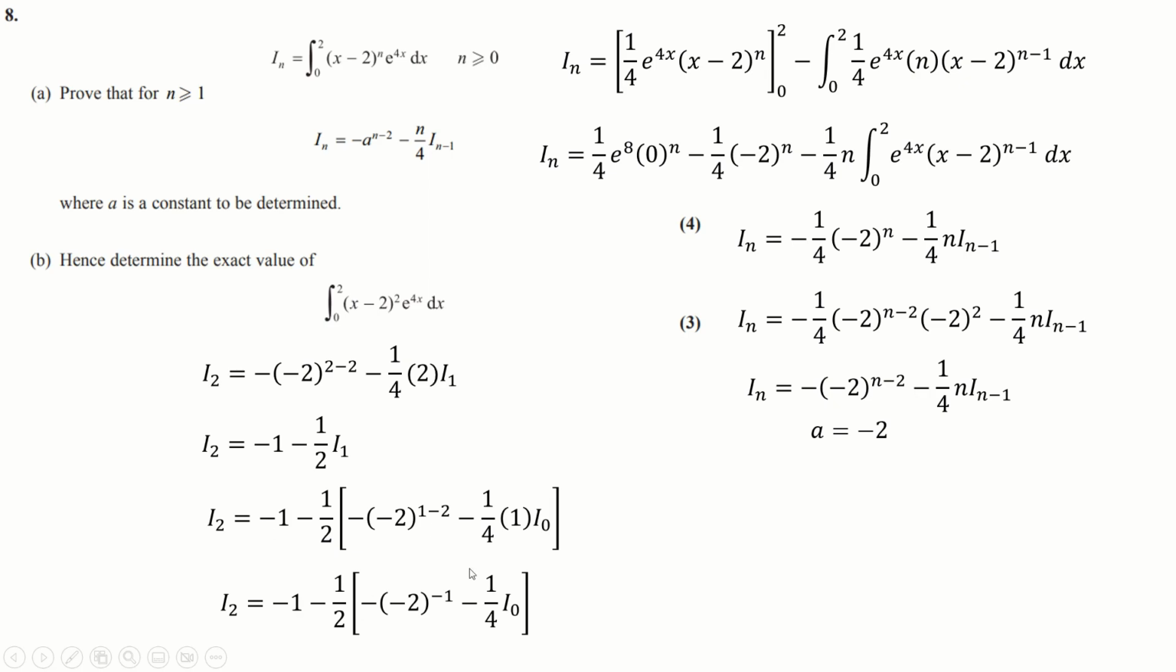I've just done a little bit of basic maths there. You can't use the formula for I0, but you can just evaluate I0, because when you put in 0 here, this term just goes away, and you end up just with the integral of e to the 4x, which is obviously super easy to evaluate.